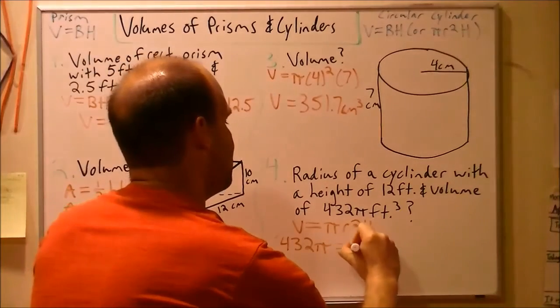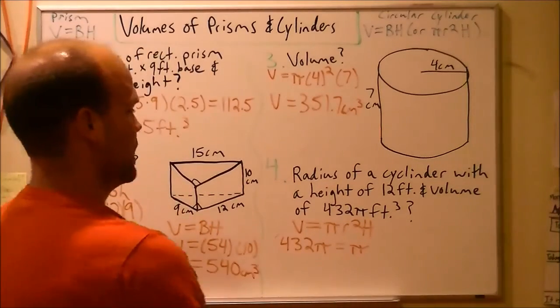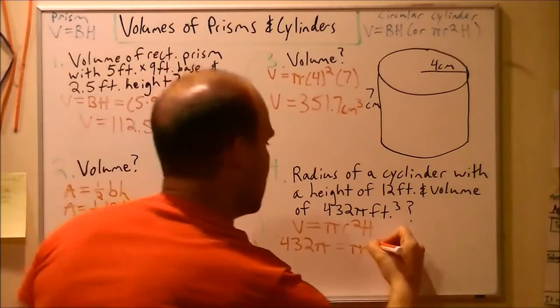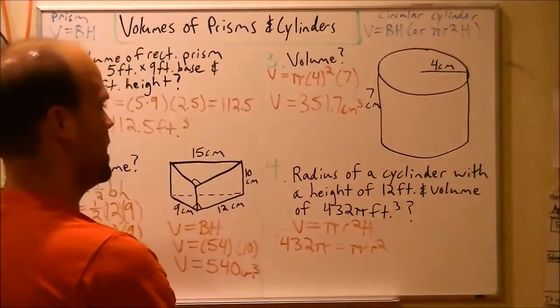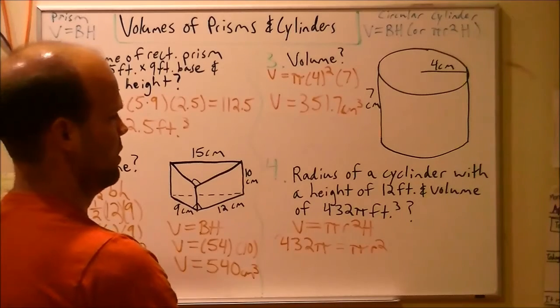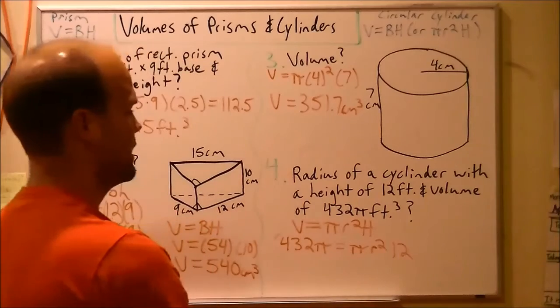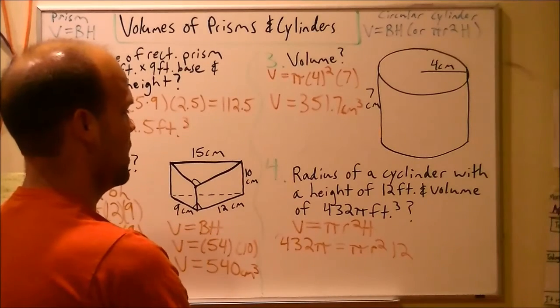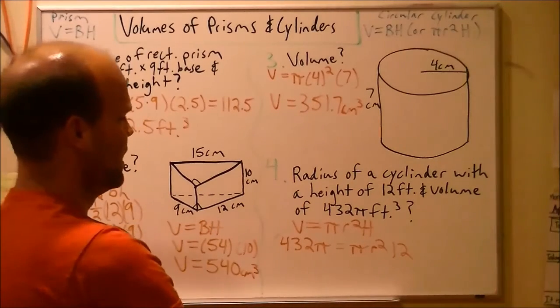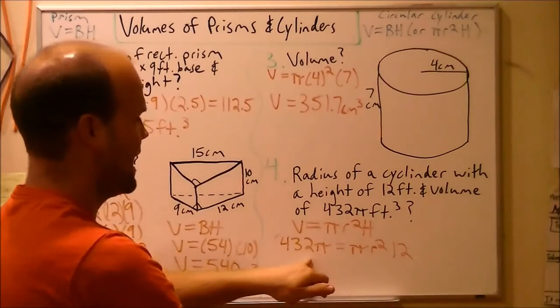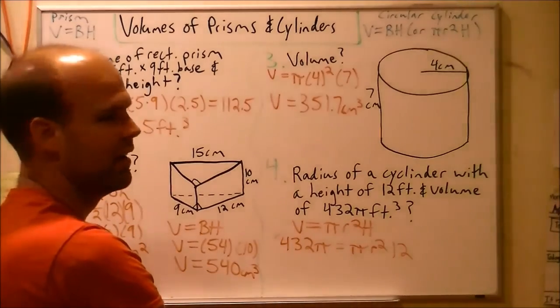Equals pi times r squared, and what's our height? 12. And so we just plug in 12 right there. Now, I want you to look at something. Pi is being multiplied on this side. Pi is being multiplied on that side.